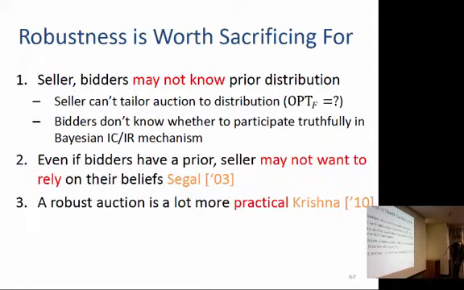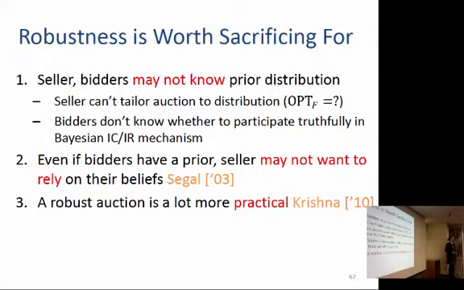There are also more subtle reasons. I guess it's reasonable to assume that bidders do have some kind of beliefs about the distribution. But it's not at all clear that the seller will want to rely on their beliefs. So it makes sense for the seller to want an auction that's robust to that.